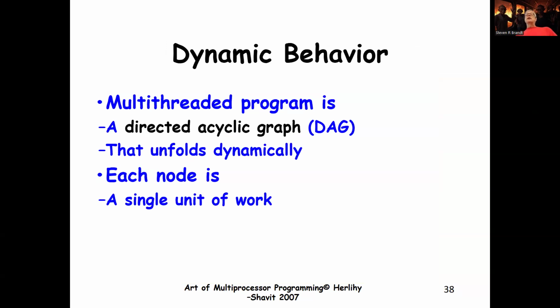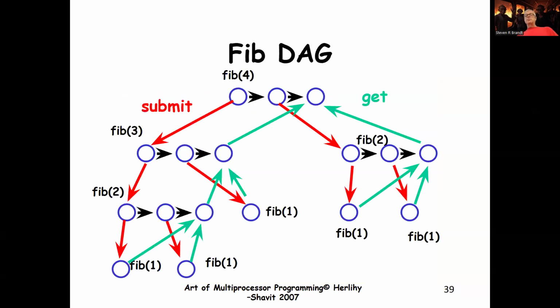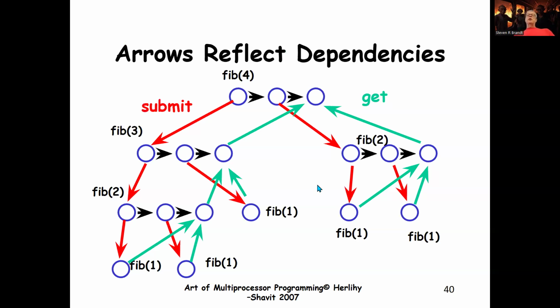Okay, this multi-threaded program is a directed acyclic graph, or DAG, and it unfolds dynamically, and each node is a single unit of work. If you were to draw it in picture form, it would look kind of like this. Each Fibonacci computes its two subnodes and then returns the result, right? If you think of each of these circles as a unit of work in the Fibonacci calculation, the arrows represent the dependencies, right? Fib4 is going to call Fib3, and so on.